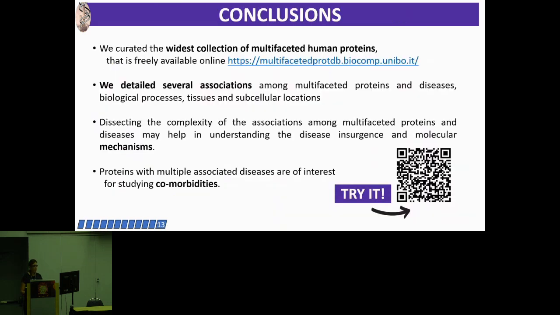So, concluding, we curated the widest collection of multifaceted human proteins, and this collection is freely available online at this link. And I want to stress a little bit more the fact that this collection has been curated both in terms of checking the multifunctionality and also in their annotation from a molecular perspective and a systems biology perspective. Here we detail several associations among multifaceted proteins and diseases, biological processes, tissues, and subcellular location. We plan to use this data to dissect the complexity of the association among multifaceted proteins and diseases. We think that this may help in understanding disease onset and molecular mechanisms.